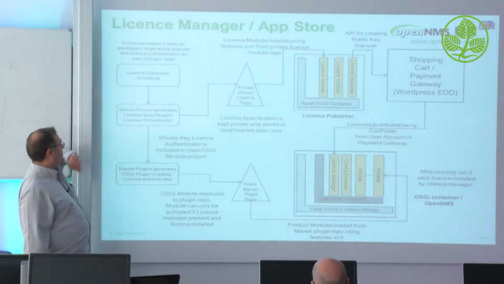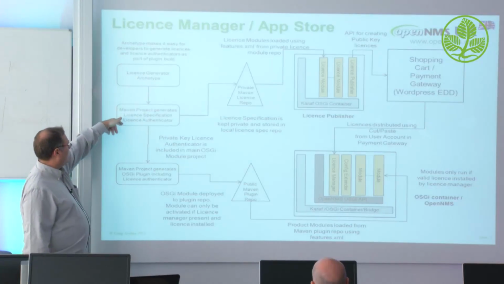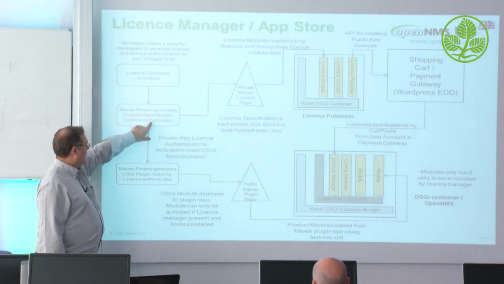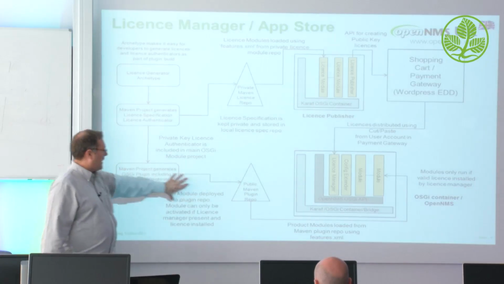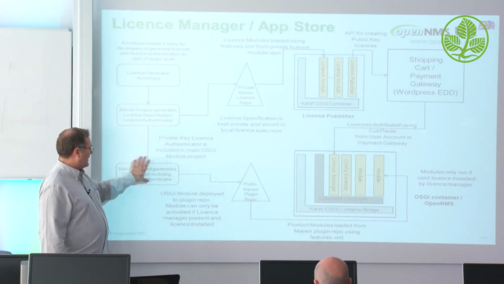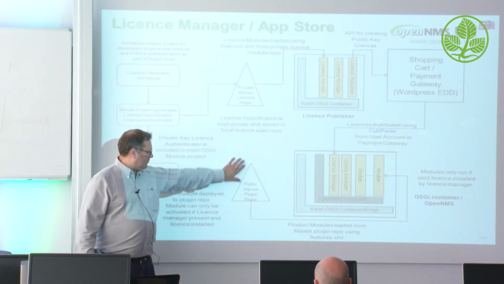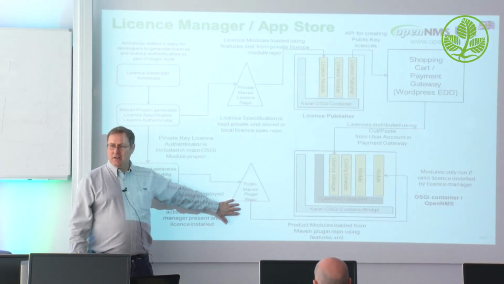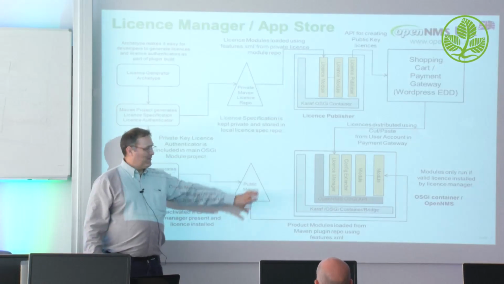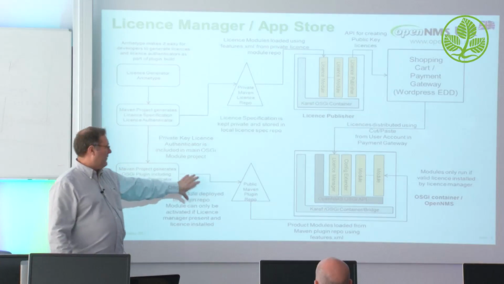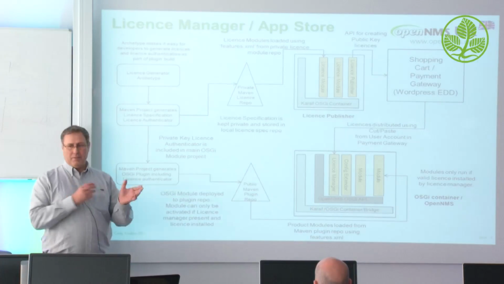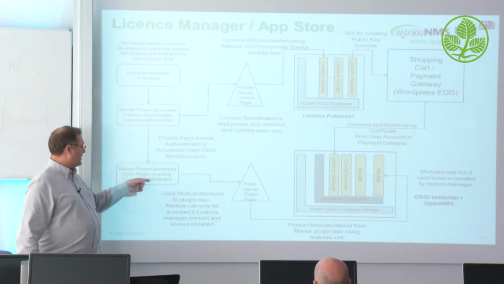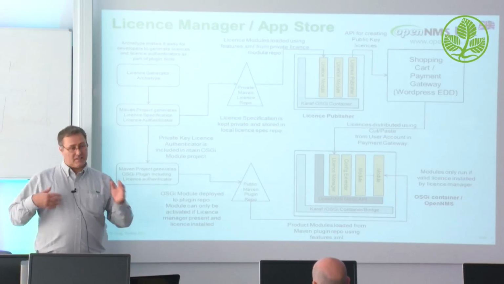So what happens is you generate the spec, you generate the authenticator. The authenticator goes with the product that you actually allow to be downloaded. That's the thing that goes up into the public Maven plugin repo or into your RPMs. So whenever you download your product into OpenNMS, it has its authenticator already built into it. And if the authenticator doesn't authenticate when it starts up, it'll just die and it won't work.